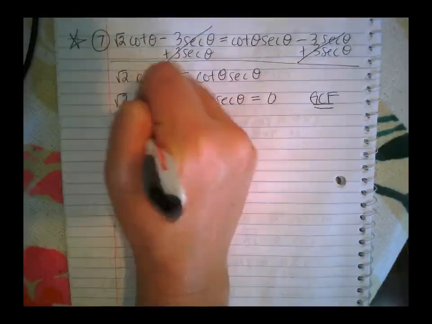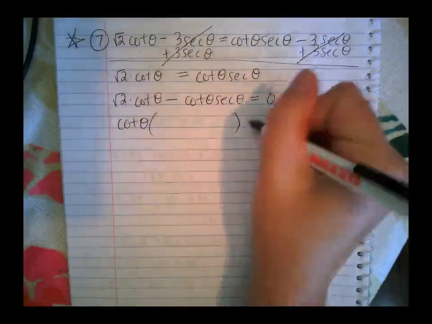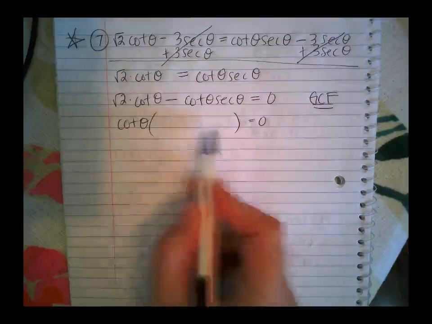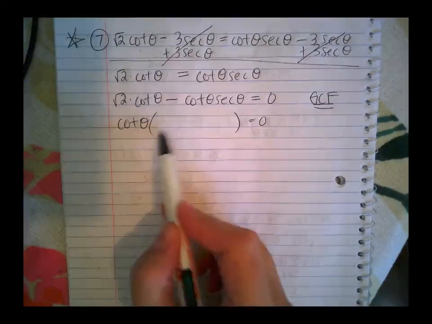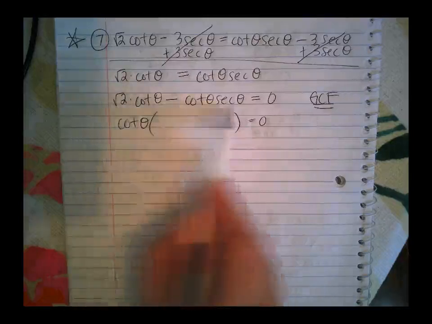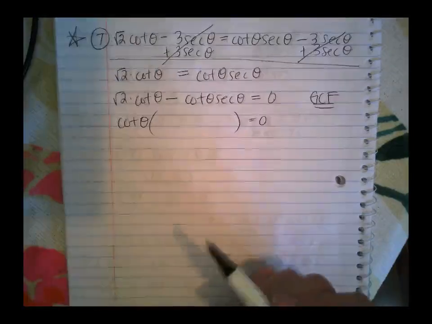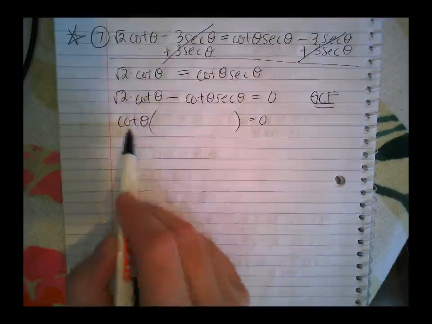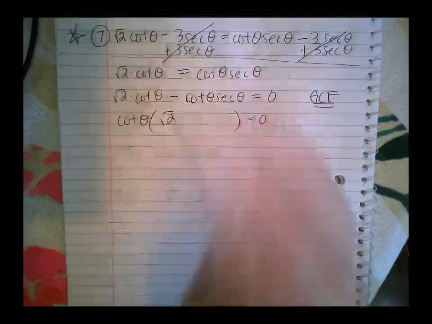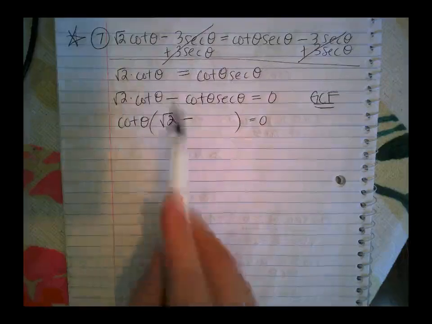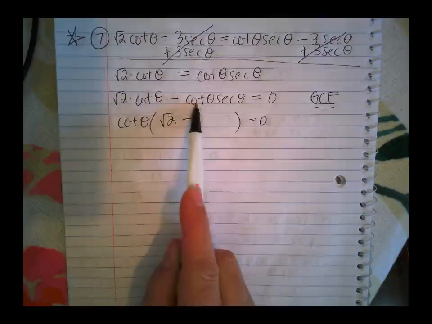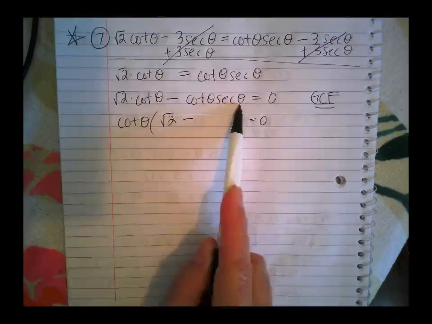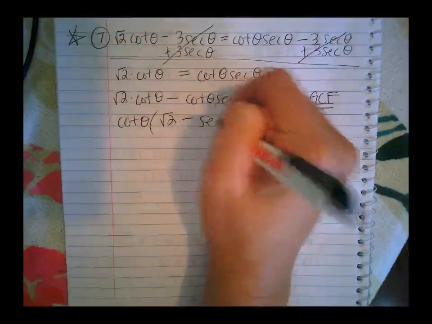It's cotangent. So when I factor using a GCF, I write the GCF in front of a set of open parentheses. Okay, and then in these parentheses, I'm going to write whatever is left when I take cotangent away. So 2 times cotangent of theta, if I factor cotangent out, I get a square root of 2 left over. Minus, I'm factoring cotangent away from cotangent secant. So secant is left.